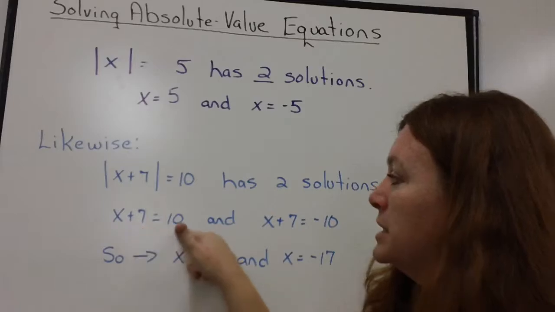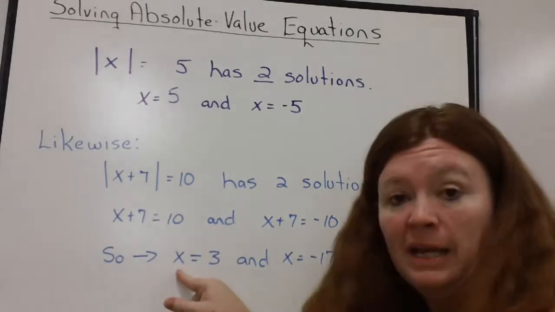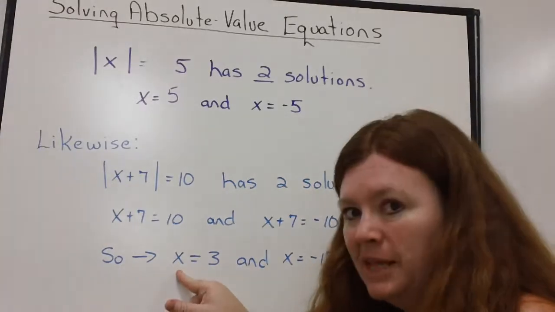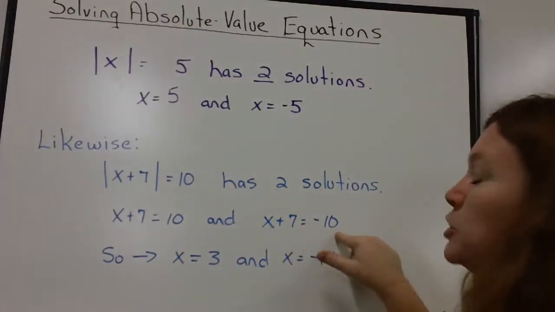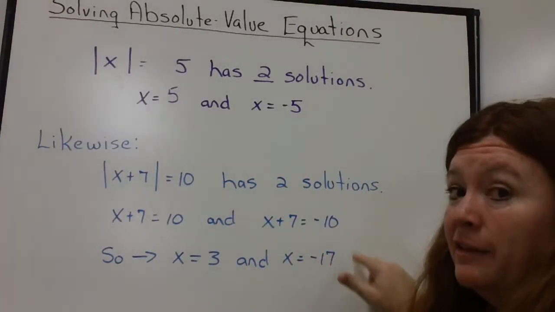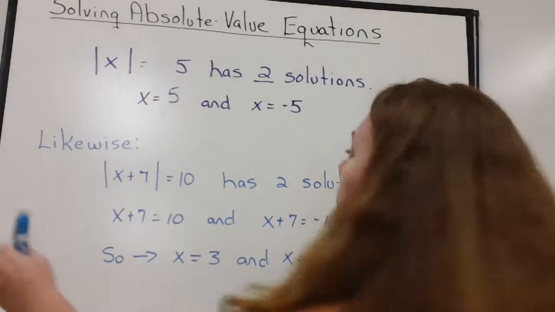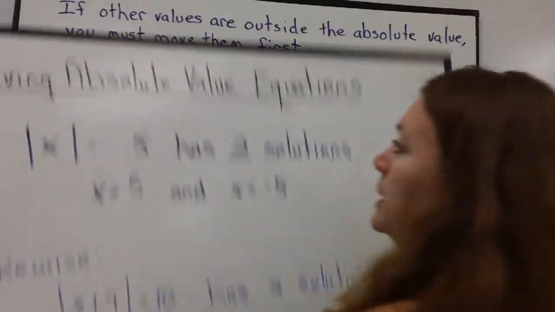If I subtract 7 from both sides, I get 3 for one of my answers. But I don't get negative 3 for the other answer. When I subtract 7 from both sides, I get negative 17. So you have to be very, very careful. I'll show you with another example here.